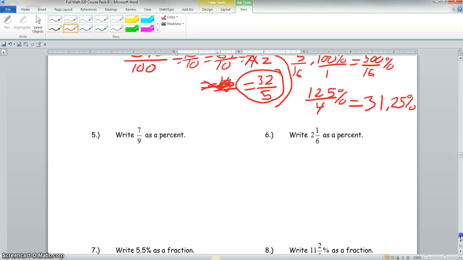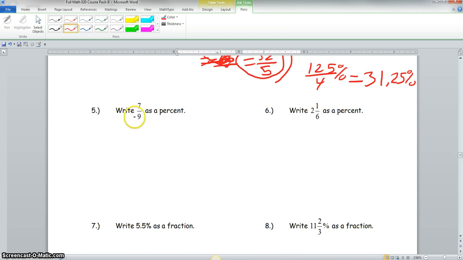Now, we go down here to number 5. It says write 7/9 as a percent. So we would take 7/9 times 100% all over 1. 7 times 100 is 700, and 9 times 1 is 9. So it's 700 over 9%. Now I know this is going to end up being a repeating decimal.